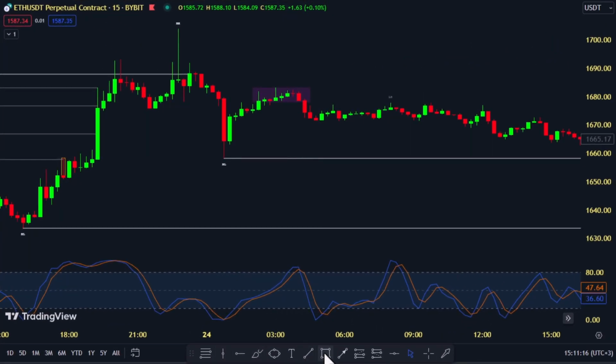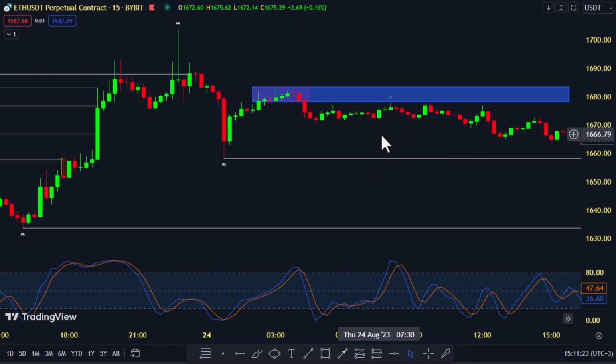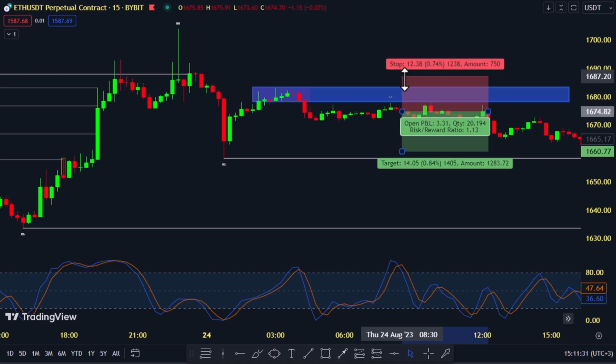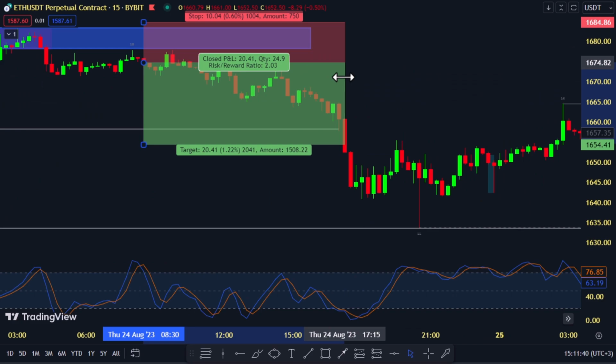Now let's apply our knowledge. Look at this example on chart and tell me if you'd go short here. If you've been paying attention, your answer should be yes. The setup is valid with all the conditions met. Congrats! You now have a powerful tool in your trading arsenal.